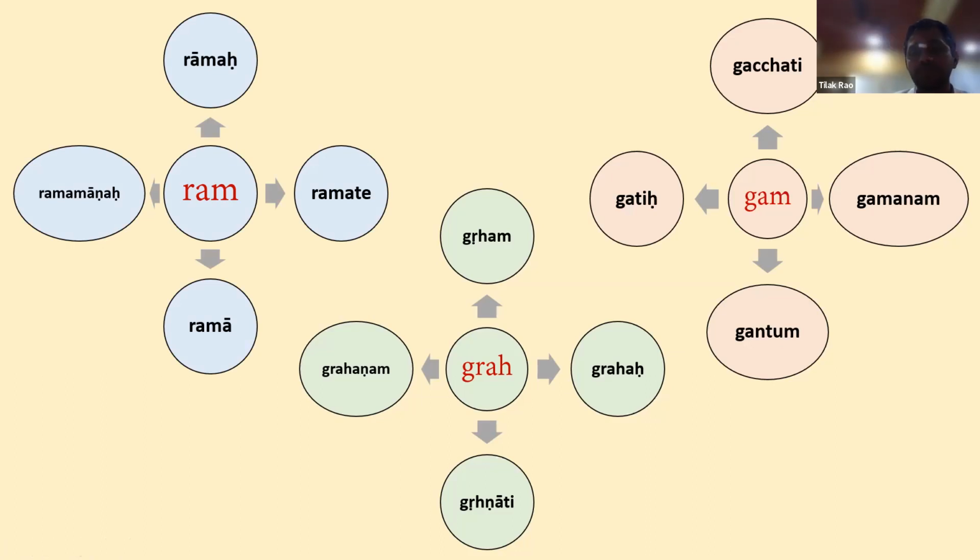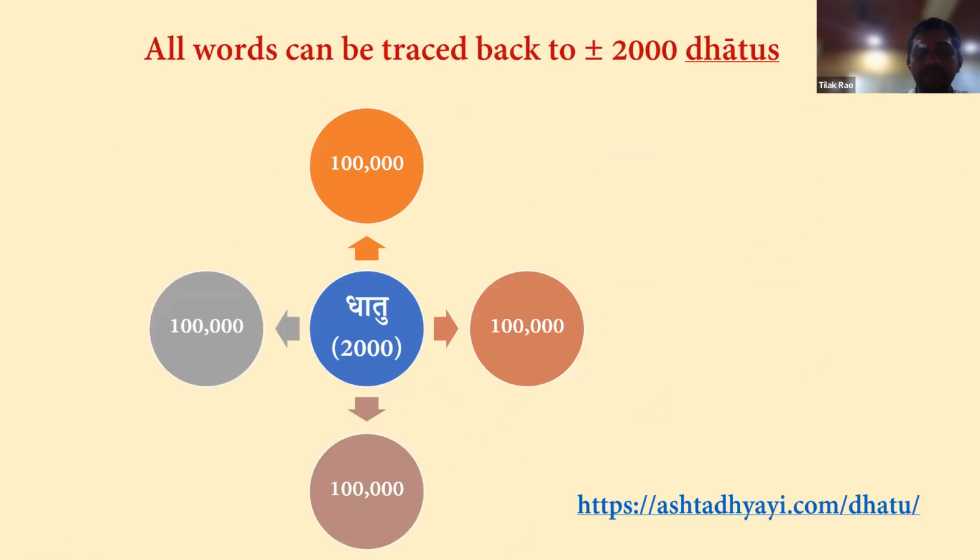So there are few dhatus and there are few pratyayas. This combination of few dhatus and pratyayas creates thousands, or we can say lakhs, of words in Sanskrit, millions of words in Sanskrit.